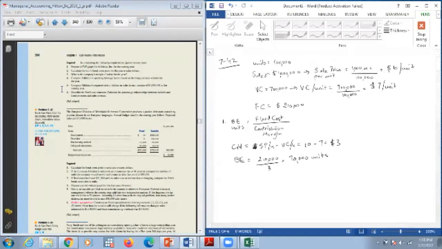Next, we have to be able to calculate break even in sales dollars. There are two ways to do this. The first way, when we calculate break even in dollars, is going to be fixed cost divided by the contribution margin ratio.